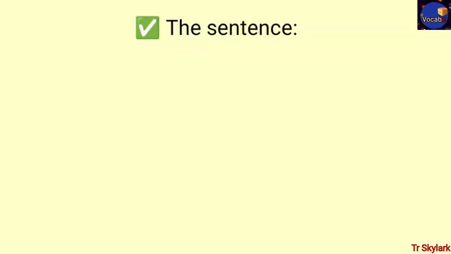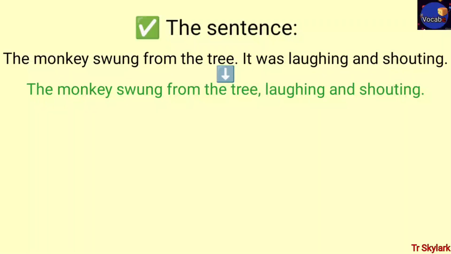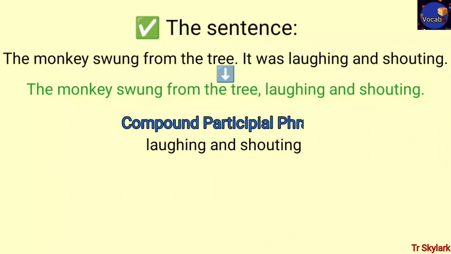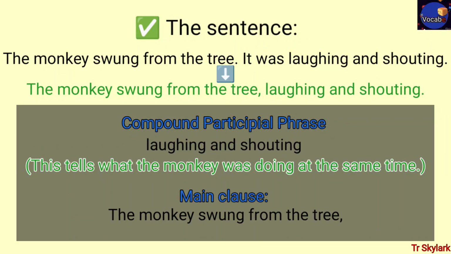Okay, let's go back to our example. The monkey swung from the tree. It was laughing and shouting. So when we rewrite it, we get: the monkey swung from the tree, laughing and shouting. Here's how it breaks down. Laughing and shouting is a compound participial phrase. So this phrase tells us what the monkey was doing at the same time. And the monkey swung from the tree is the main clause.